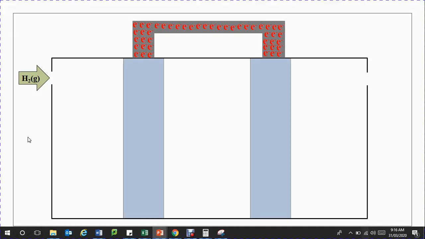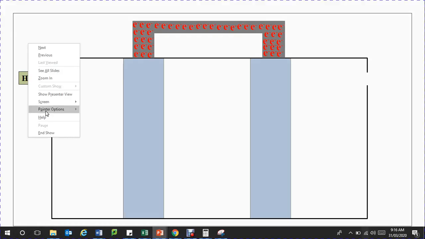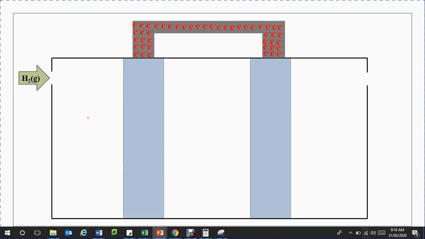Before holidays, we had a look at fuel cells, and there was a little bit of confusion about how fuel cells operate. So I thought I'd go through the PowerPoint that we went through in class, just so that you've got a resource for revision for your SAC and so on. So a fuel cell is just a type of galvanic cell.